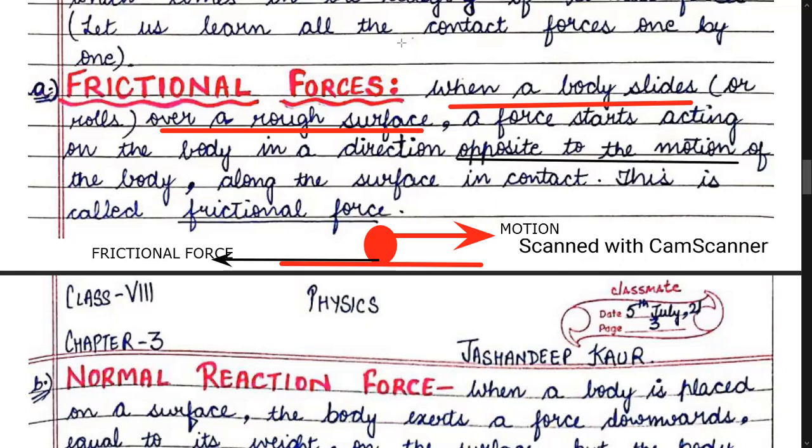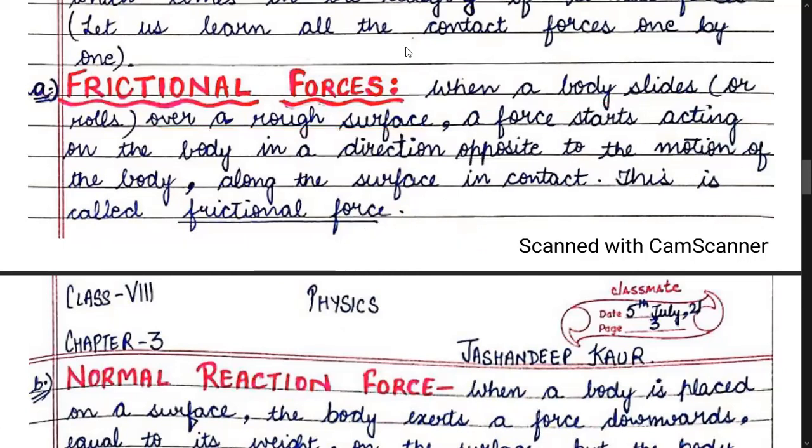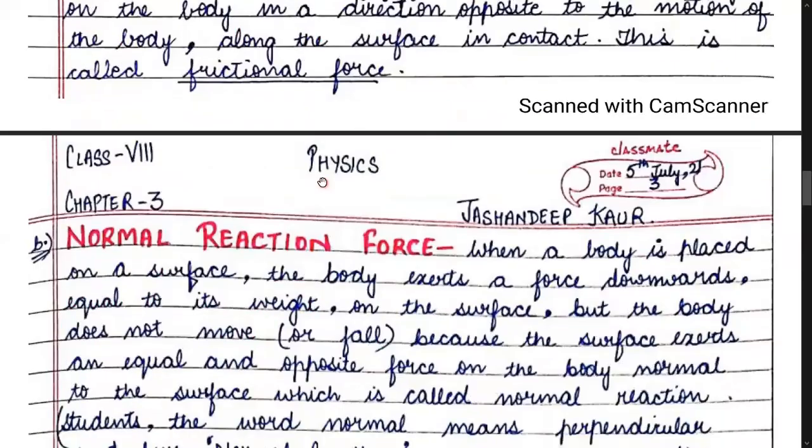And see where it is acting. It is acting when the two objects, the surface and the circular object, are in contact. If the object was not in contact with the surface, then what would have happened? Then there would not have been any frictional force. So friction will be acting only if the object is in contact with the surface. Very good. So let us move to the other type.